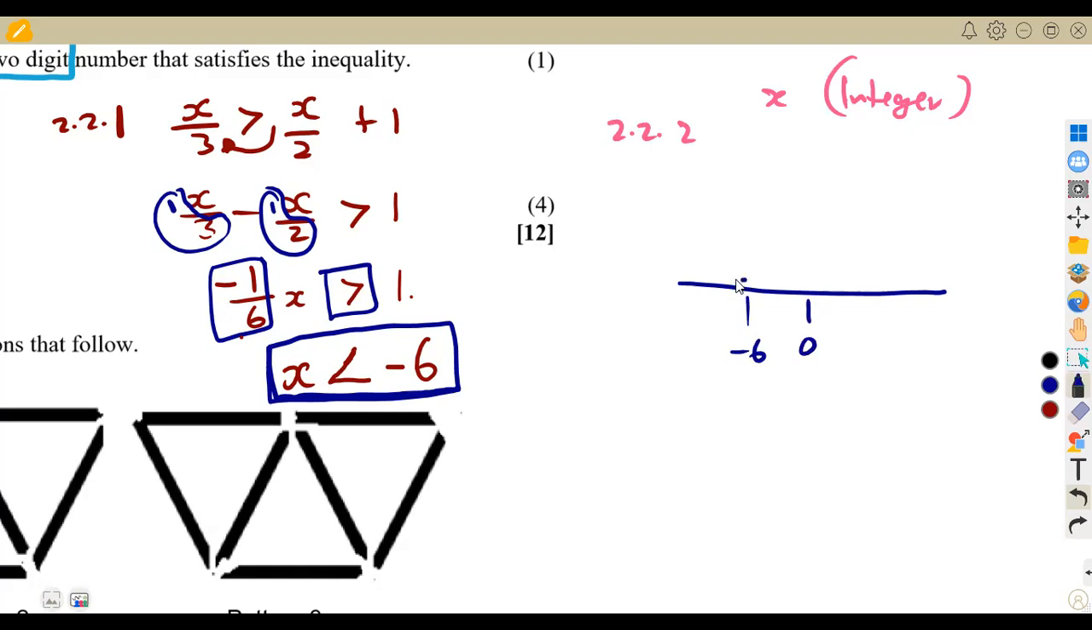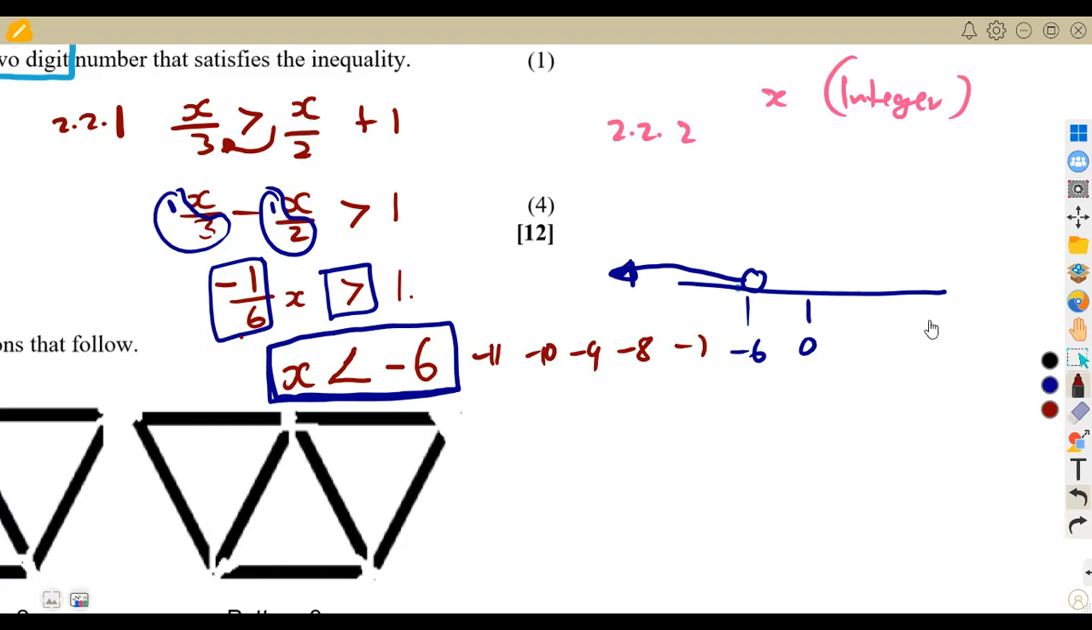We consider values that are on this side, which are less than negative 6. From negative 7, negative 6 is not involved. So we're talking about negative 7, negative 8, negative 9, negative 10, negative 11, negative 12, and so on. These are the numbers.